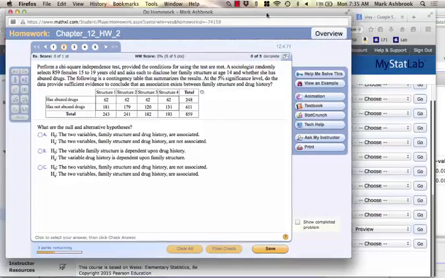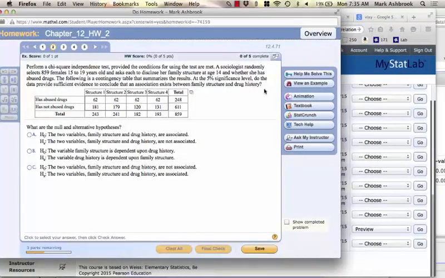Okay, so unfortunately I can't make it any bigger, but it says perform a chi-squared independence test, provided conditions for using the test are met. A sociologist randomly selects 859 females, 15 to 19 years old, and asks each to disclose her family structure at age 14, whether she has abused drugs. The following is a contingency table that summarizes the results. At the 5% significance level, do the data provide sufficient evidence to conclude that an association exists between family structure and drug history? So first we're going to decide what the hypotheses are.